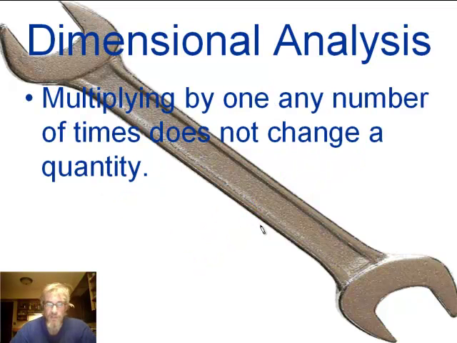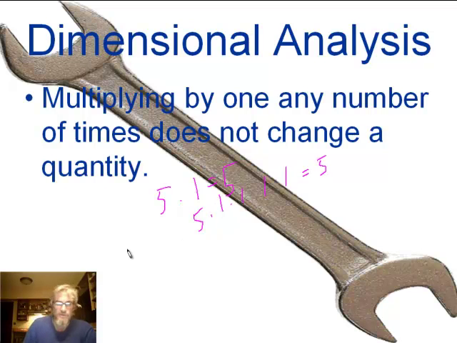Another fact that we use is that you can multiply any number by 1 as many times as you want, and that never changes the quantity. So for example, if I have 5 and I multiply it by 1, I still have 5. But if I have 5 times 1 times 1 times 1 times 1 a gazillion times, I still have 5. So it also follows that if I've got 5 and I multiply that by 2 plus 3 over 4 plus 1, which is 1, remember, I still have 5.